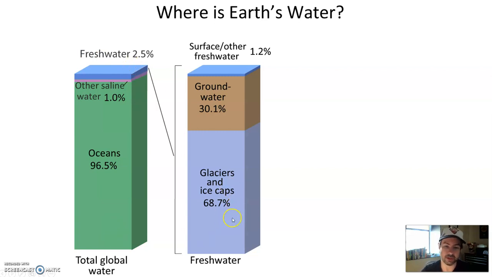68.7% of that 2.5% is glaciers and ice caps. So most of the world's fresh water is frozen, glaciers and ice caps, which we'll talk about in a later unit. 30.1% of that is groundwater, which we'll talk about next unit, leaving only 1.2% of 2.5% to be surface or other fresh water. Most people say, oh, most of Earth's fresh water is like rivers or lakes, like the Great Lakes. Nope.